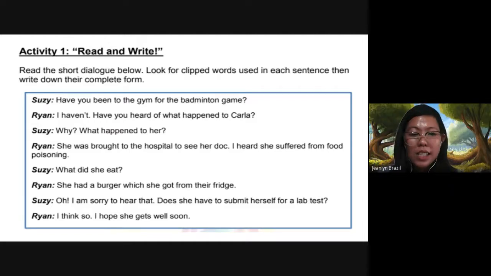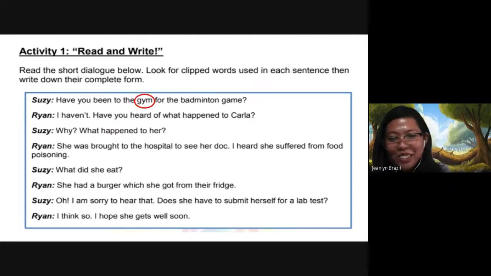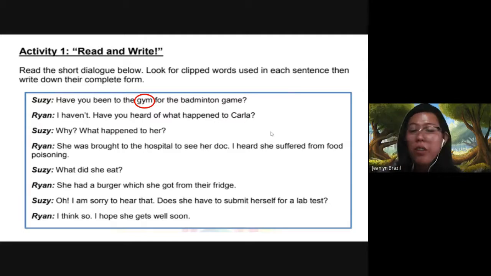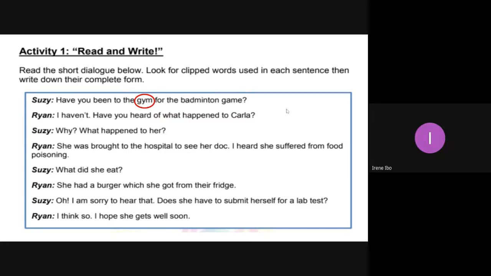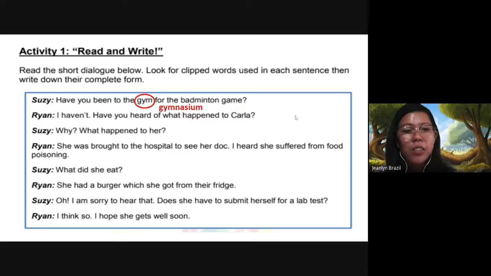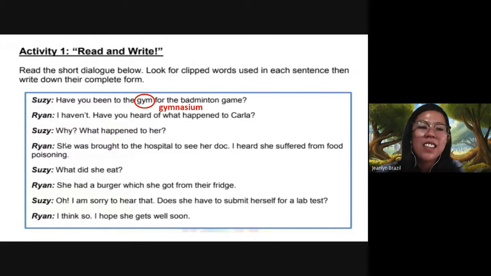Let's see if you're correct. Okay, that's correct. What about the complete or original word of gym? Who wants to answer? Precious? Gymnasium. Let's see if you're correct. Wow, you're correct. Gymnasium.